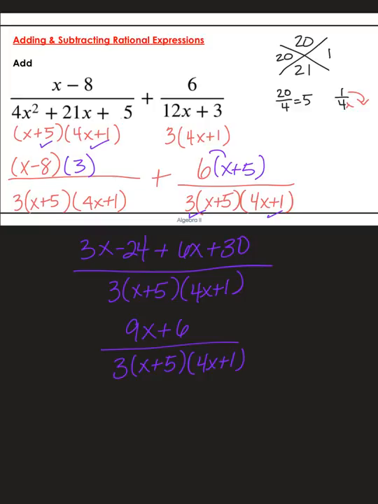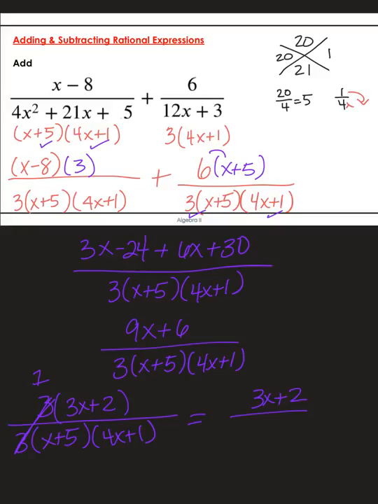So when I factor it out, I end up with 3 times (3x + 2). And that's going to be over my same denominator because all I did was factor. And then what do you notice? You notice that the 3's can cancel out and become 1. So my actual answer is going to be (3x + 2) over (x + 5) times (4x + 1). So that one had a little twist at the end, but still very doable. Just got to make sure that we have those skills to factor.